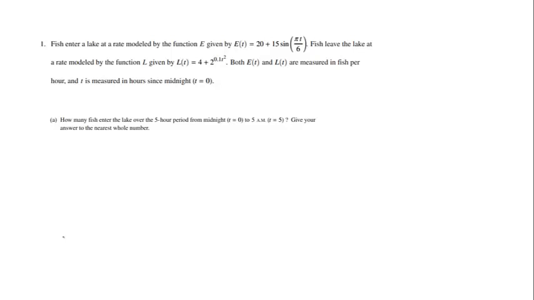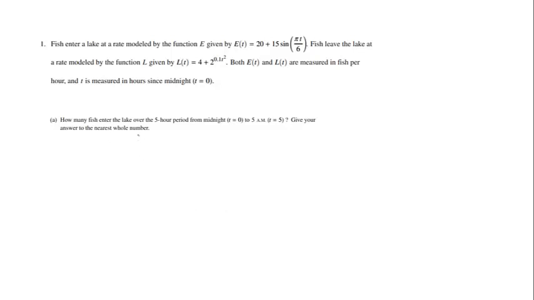Fish leave the lake at a rate modeled by the function L, given by L of t equals 4 plus 2 to the 0.1 t squared. Both E and L are measured in fish per hour, and t is measured in hours since midnight, t equals 0. Okay, so part A says, how many fish enter the lake over the 5-hour period from midnight to 5 a.m.? Give your answer to the nearest whole number.